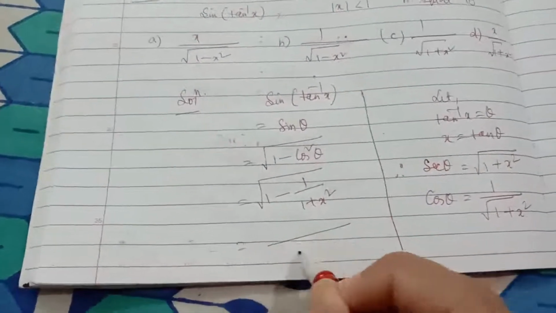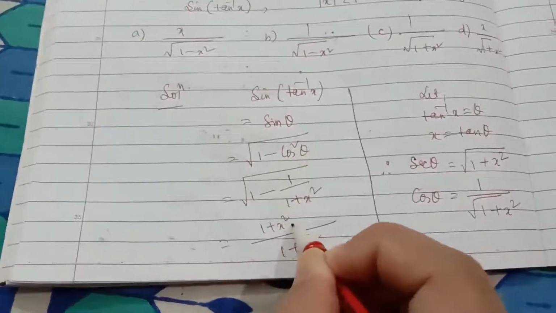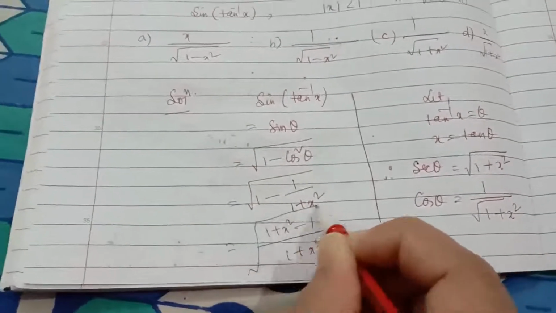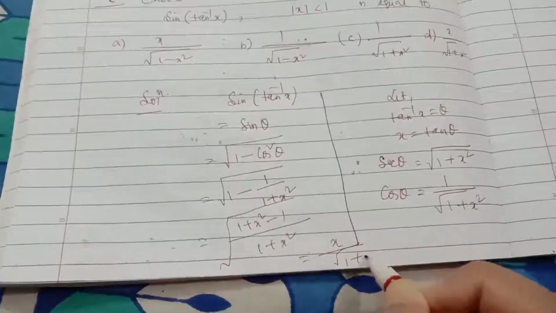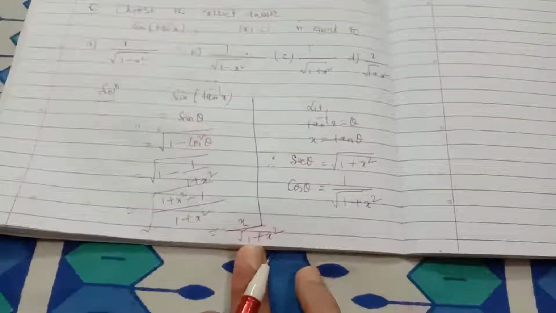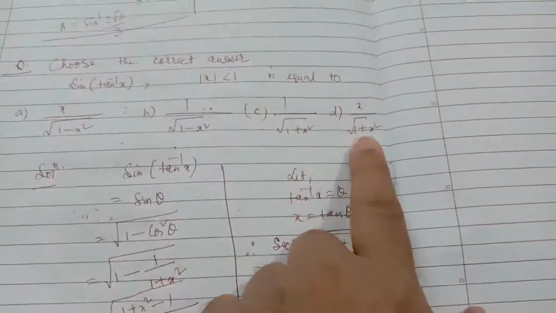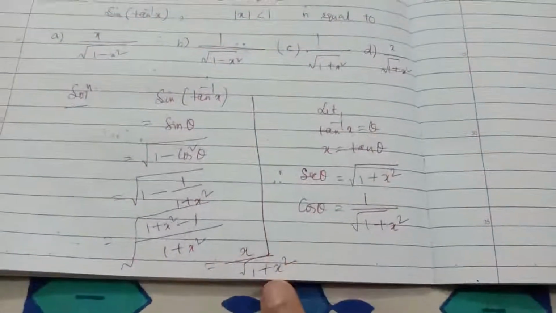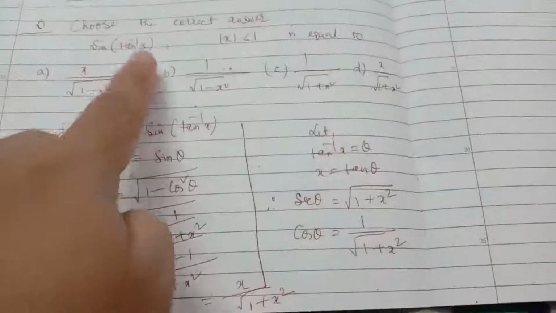If we take LCM, 1 plus x square will be the LCM, numerator will be 1 plus x square minus 1. So ultimately this will be x by root over 1 plus x square. This is option 4. You can see x by root over 1 plus x square. Option 4 is the correct value of sine of tan inverse of x.